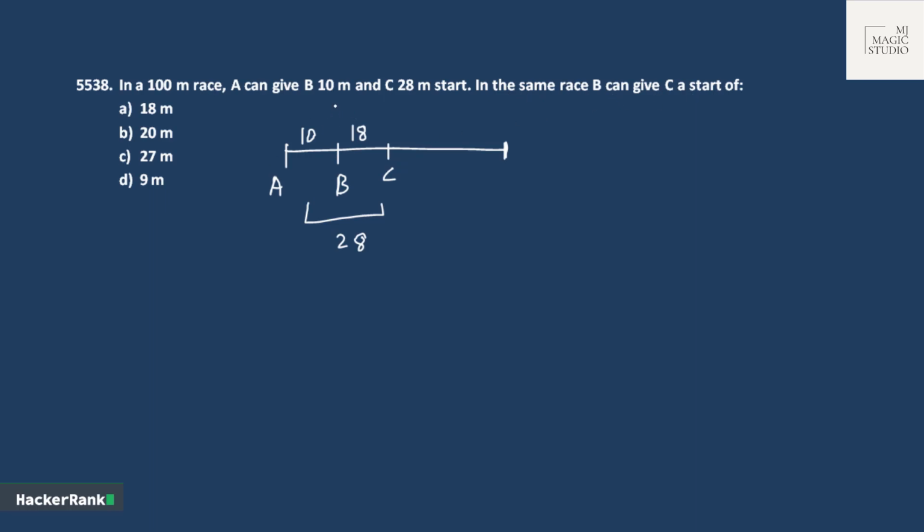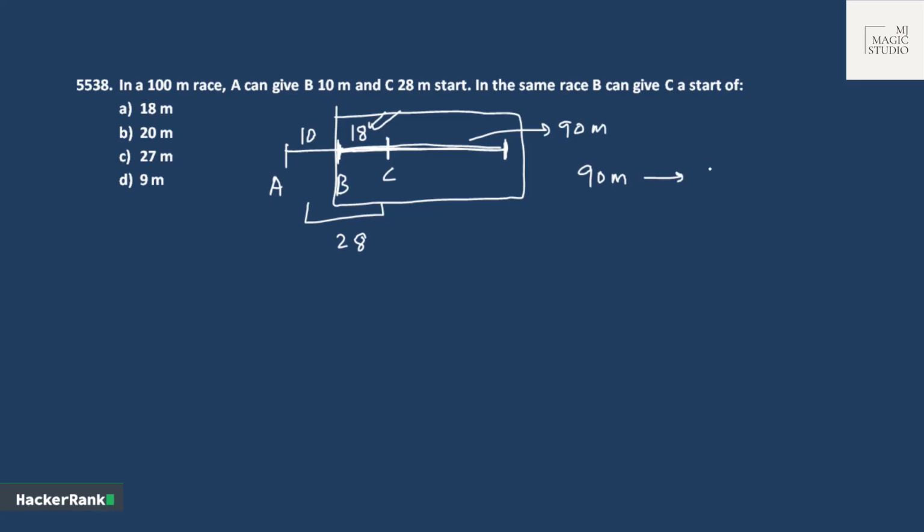In the same race, B can give C a start of how much? Now, if we cut out A from the system and we look at B and C, this system is now reduced to a 90-meter race. Because B is standing 10 meter ahead of A, for B it is just a 90-meter race. In a 90-meter race, B has given C a start of 18 meter. That means in a 100-meter race, B will give C a start of 18 by 90 into 100. That is 20 meter. Option B is the pick.